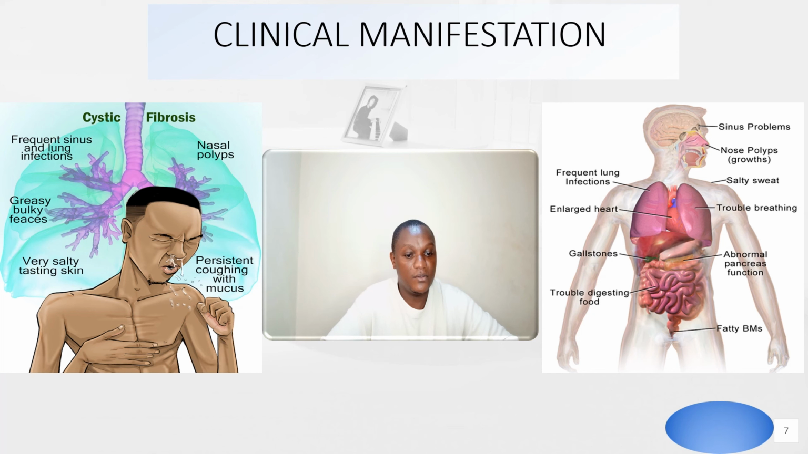The other one, it's also an addition: the fatty bowel movements, trouble digesting food, abnormal pancreas function, gallstones, enlarged heart, trouble breathing, salty sweat, nasal polyps growth, sinus problems, there will be sinusitis, and frequent lung infection. So those two images can give you a very clear overview of what happens with cystic fibrosis.